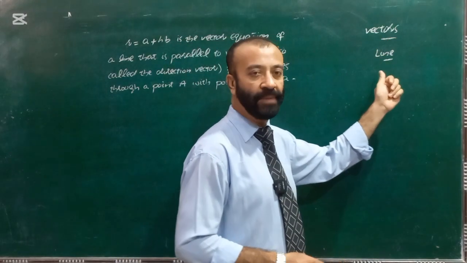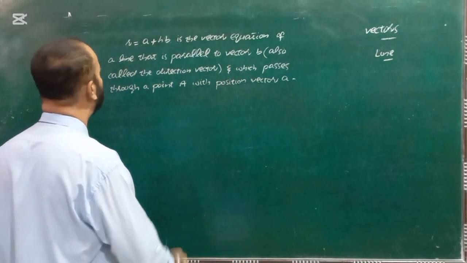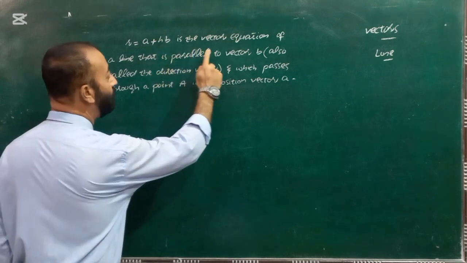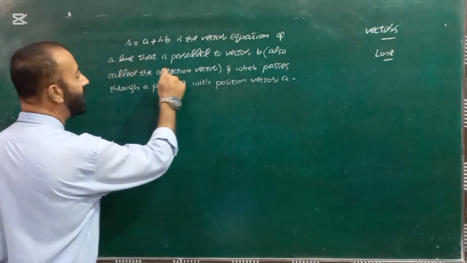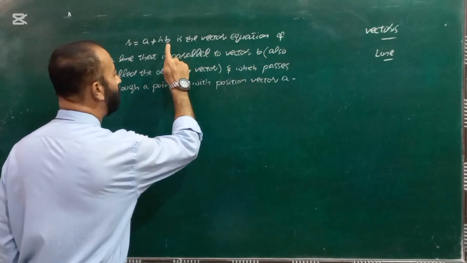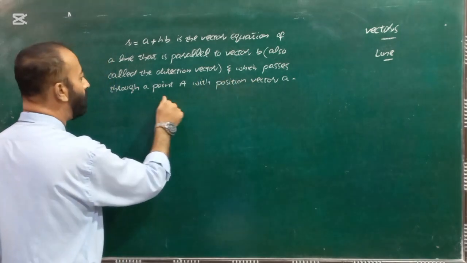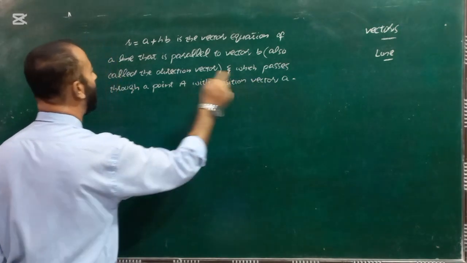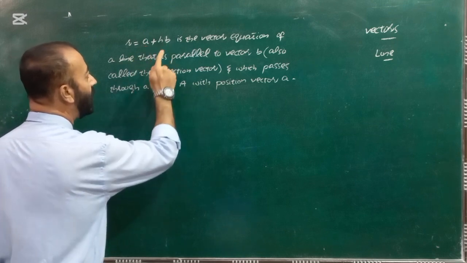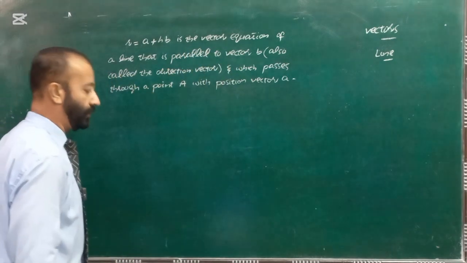And in vectors, first we are going to read today is the line. So concentrate yourself. R is equal to A plus lambda B is the vector equation of a line that is parallel to vector B. And B is also called the direction vector, and which passes through a point A with position vector A. So A is the position vector and B is called the direction vector. So this is the vector equation of the line.